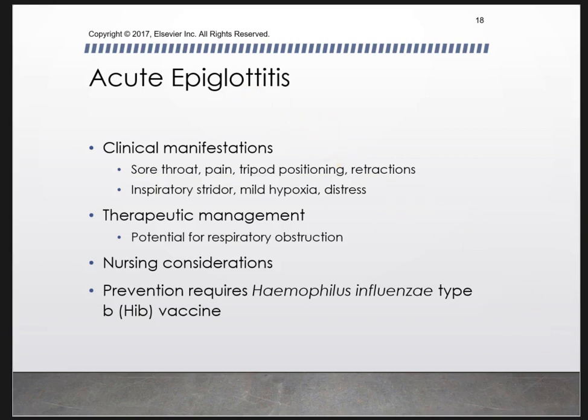Diagnosis and diagnostics here, a lateral neck radiography will be able to provide the definitive diagnosis if the inspection is not able to occur. Treatment is going to be some combination of steroids, antibiotics, fluids, and again, that airway protection. Nursing, here the big piece is continuously monitoring that respiratory status. Okay.